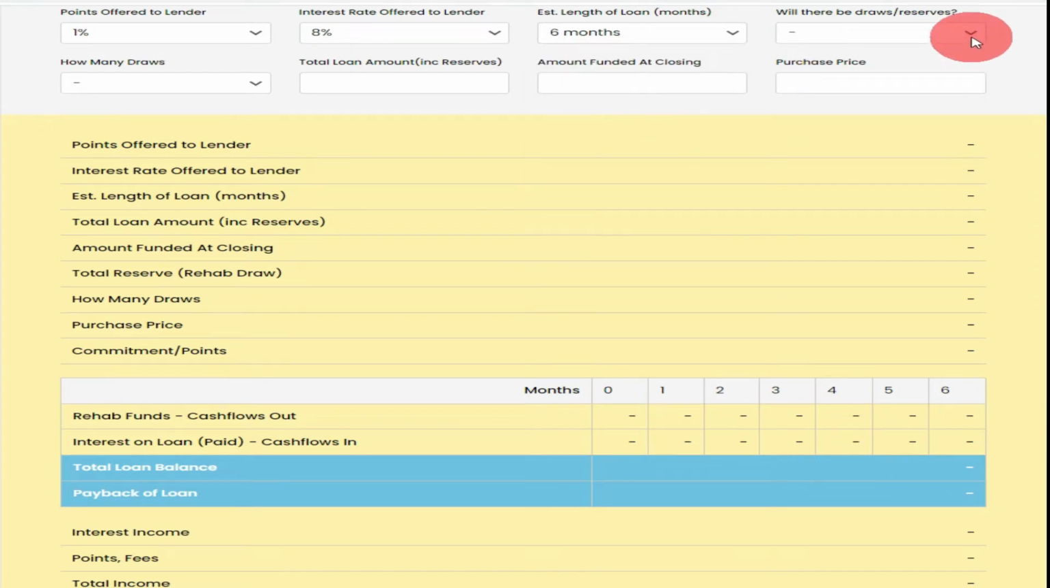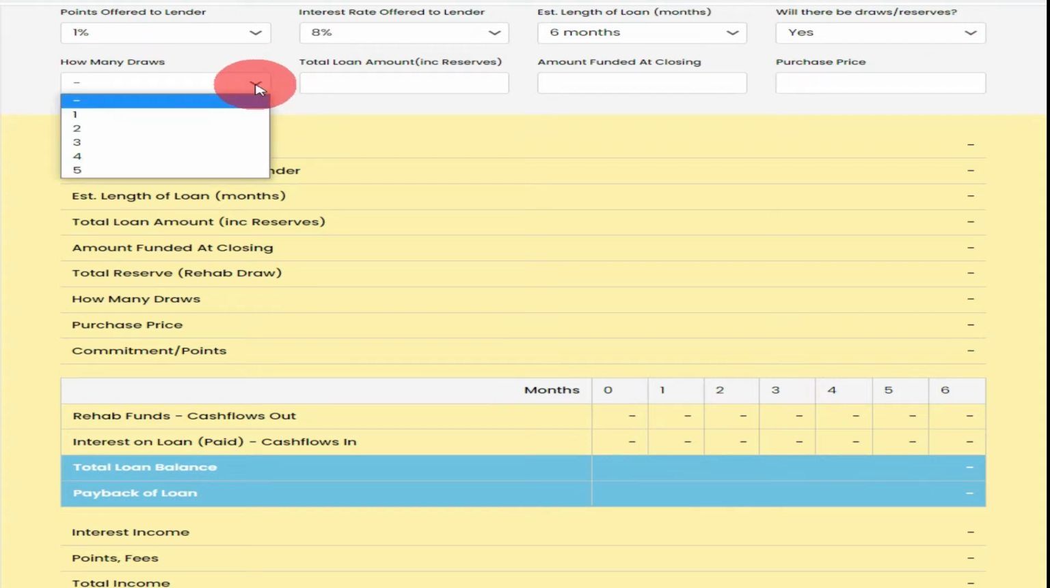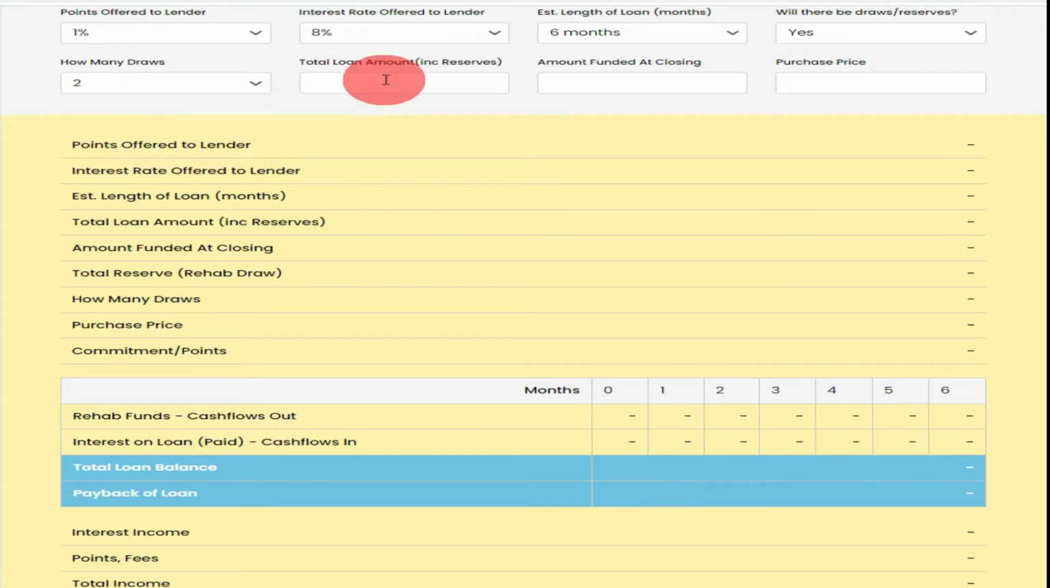Let's say, will there be draws? You can really get all of your money from your private lender, but for argument's sake, if you're trying to build rapport, let's just say, yeah, draws just mean they're going to hold the rehab money in reserve for you. All right, let's just say we need the money in 2 draws, because this should be a quick property. So the total loan amount, including reserves, what did we say? It was 120 and 50.